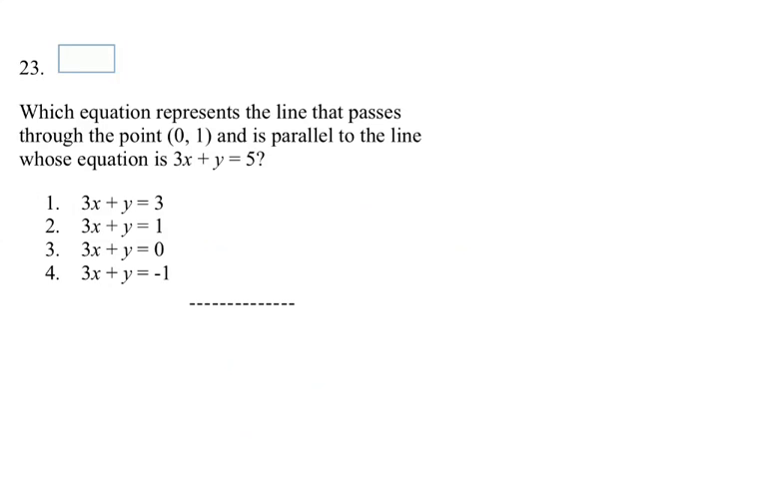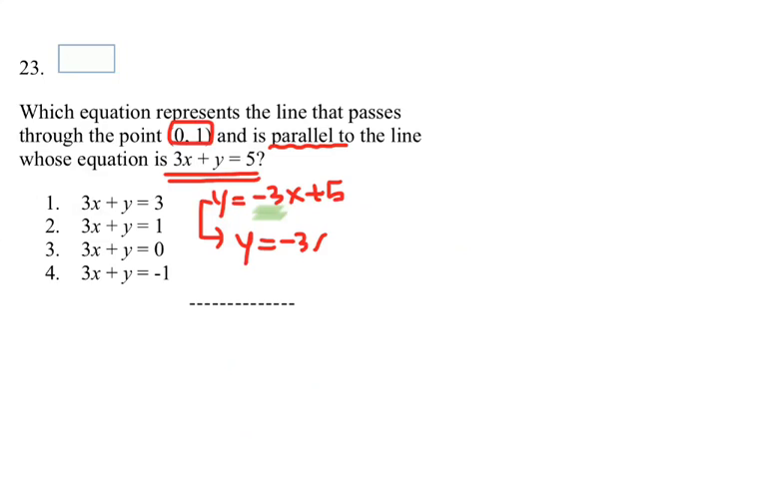Alright, let's look at number 23. Which equation represents a line that passes through this point and is parallel to the given line? The fact that it has to be parallel means the slopes have to be equal. By subtracting 3x, we realize that this one looks like y equals -3x plus 5. Here we realize that the slope is equal to -3. Then using that, our new line has to be y equals -3x plus b.